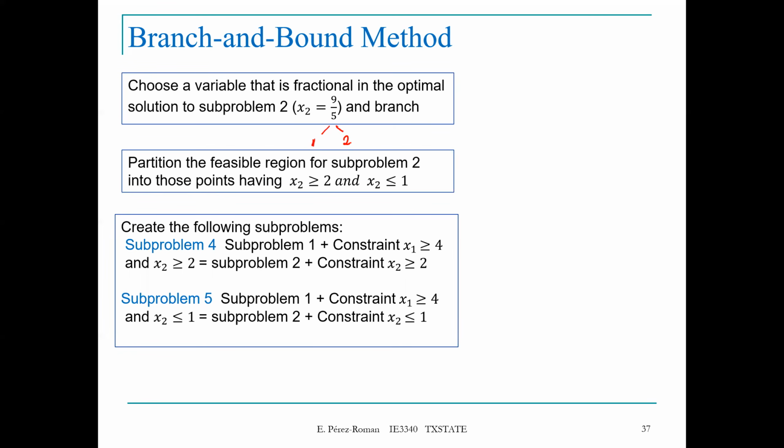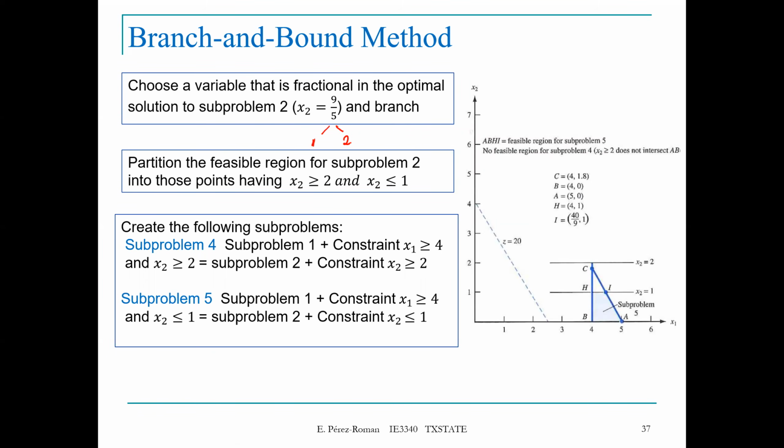Subproblem number 4 is taking subproblem 1 plus constraint x1 greater or equal to 4, and now we are adding x2 greater or equal to 2. So this is going to be equal to subproblem number 2 plus constraint x2 greater or equal to 2. Subproblem number 5 is taking subproblem 1 plus constraint x1 greater or equal to 4 and x2 less than or equal to 1, which is equal to subproblem 2 plus constraint x2 less than or equal to 1.